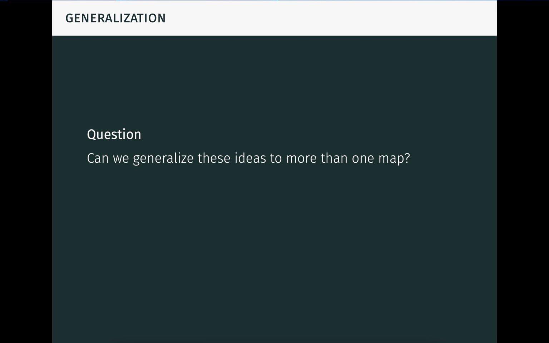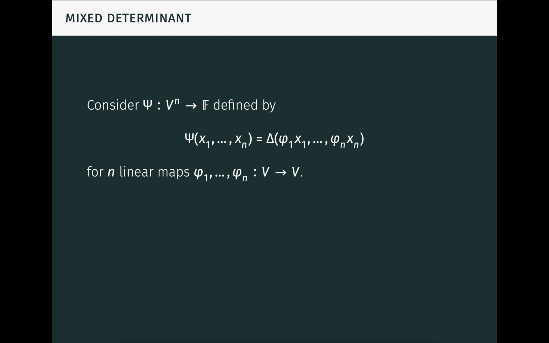The question arises, can we somehow generalize these ideas to more than one linear map? Interestingly, the answer is yes. We start with the determinant. Consider the function big psi defined as seen here for n linear maps phi1 to phi n of V. This is just like the function used in the definition of the determinant, but with n linear maps instead of 1. Now big psi is clearly multilinear since delta is, but it's not in general alternating, so it's not in general a scalar multiple of delta.